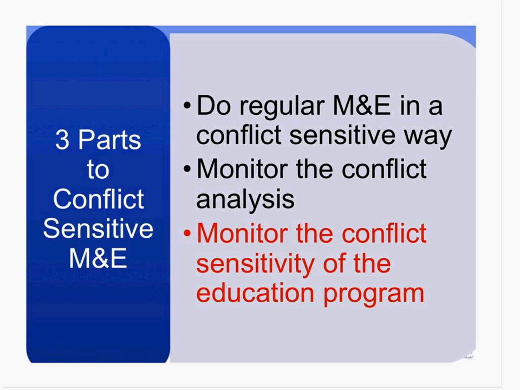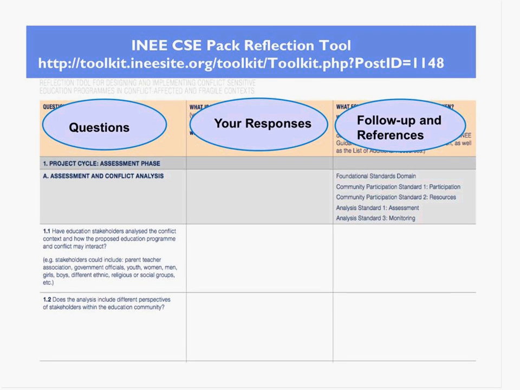The third step is to monitor the conflict sensitivity of the education program. The conflict sensitive education packet includes 3 tools, one of which is the reflection tool. You can see links to this tool at the top of the slide. You're welcome to download it and use it with your agency. I'll just briefly walk us through what the tool is and how it can be used, to help you be more familiar with it.